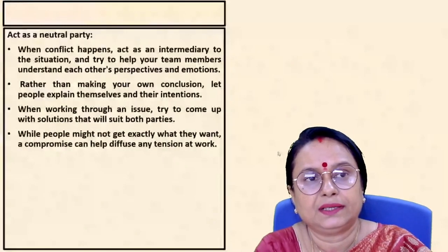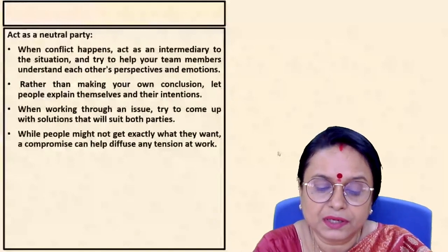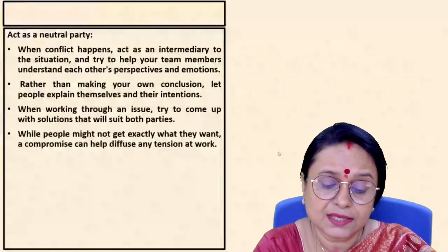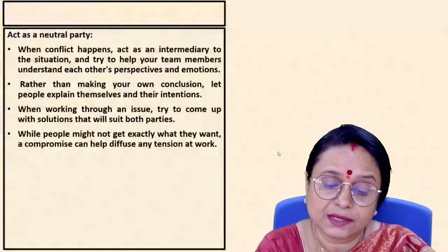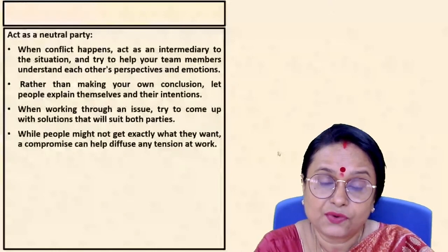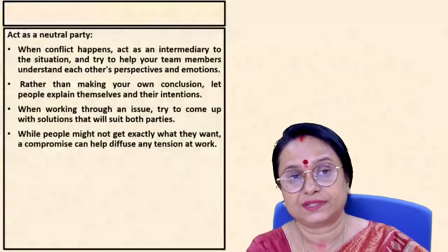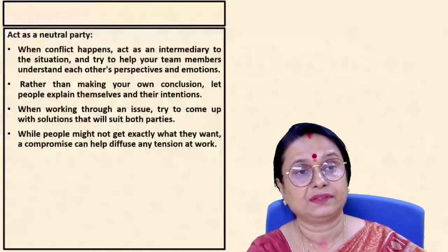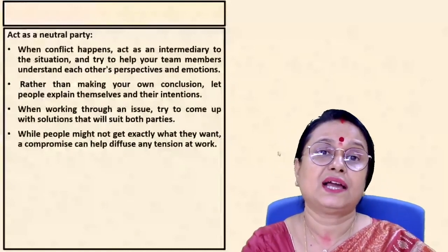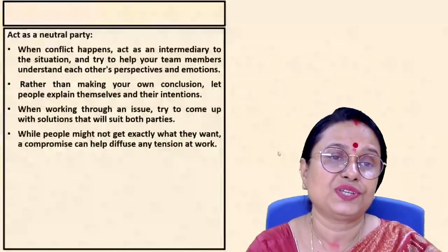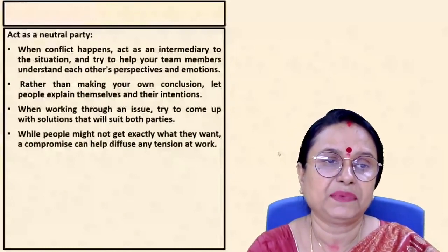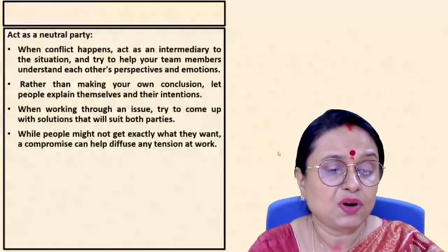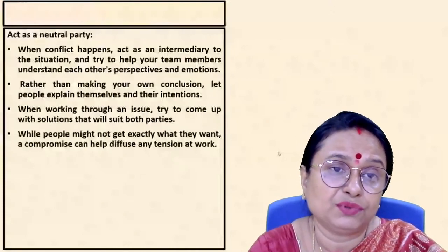Act as a neutral party. So it becomes the authority's or boss's responsibility to act as neutral when two colleagues, two subordinates, are in conflict. So the boss should act as a neutral party. Very important thing. When conflict happens, act as an intermediary to the situation and try to help your team members understand each other's perspectives and emotions. So the boss has to remain neutral for both.